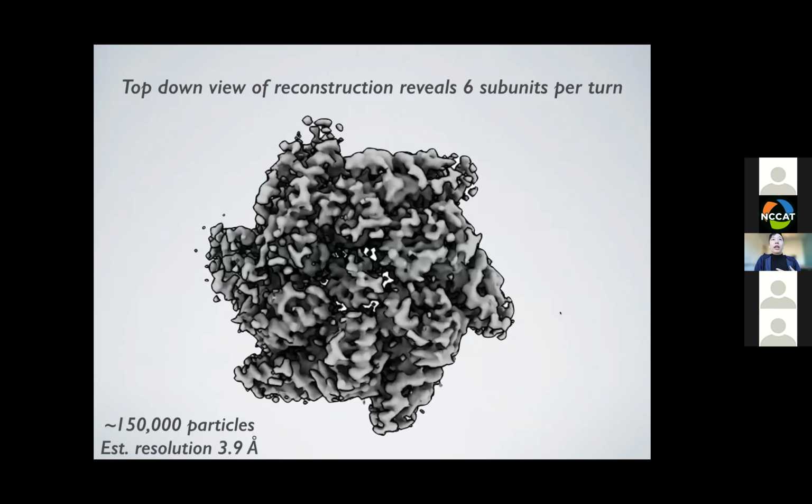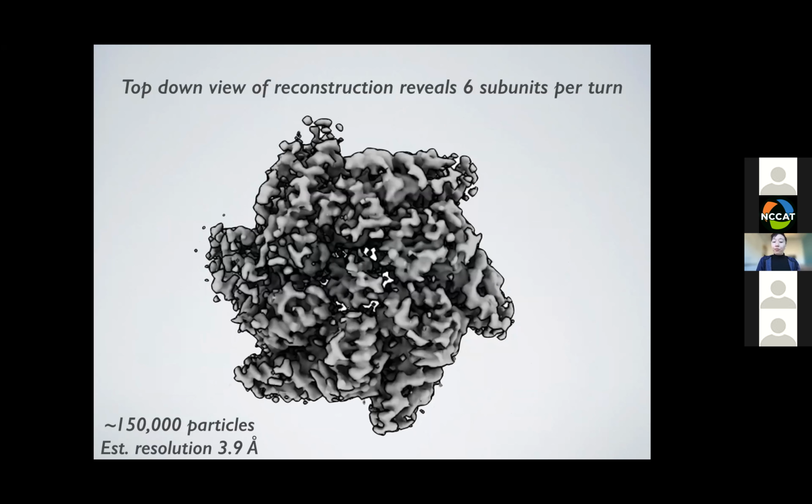From that, we were able to get this reconstruction here. That was the key to getting a correct initial model, to allow us to refine the data, and that's what results in what you see here. This is a top-down view of the filament, and you can see that there are 6 subunits here. There's also density in the middle, which I'm going to get to in a second, but that's the DNA in the core of this AAA+ regulator.